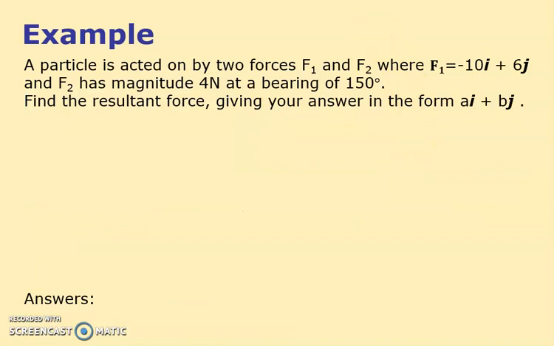A particle is acted on by two forces, F1 and F2. If I just draw this, it might help actually. It says (-10, 6), so that's my F1 force. Now my F2 force, it says, is on the bearing 150. Don't forget that bearings are different from normal angles in maths. Bearings start from the north line, so that's the north line there, and therefore it's a bearing coming round here at 150. The fact that that's 150 and that's a 90 degree angle tells me that this is 60 degrees. Let's bear that in mind.